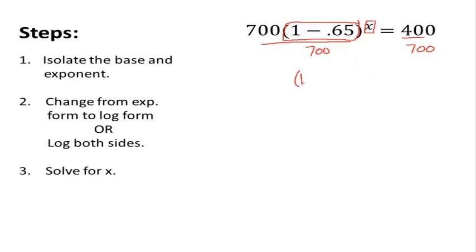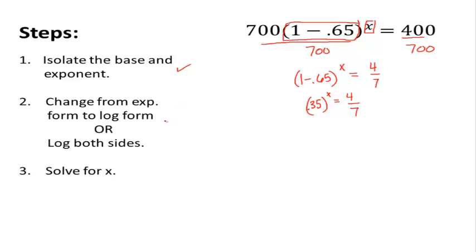That's going to leave me with this 1 minus 0.65 as our base, x in the exponent, and I'm going to simplify this 400 divided by 700 to 4 over 7. I'm also going to simplify inside our parentheses here. Really, we could just call it a 0.35. And now we have just the base and the exponent, so step 1 is done.